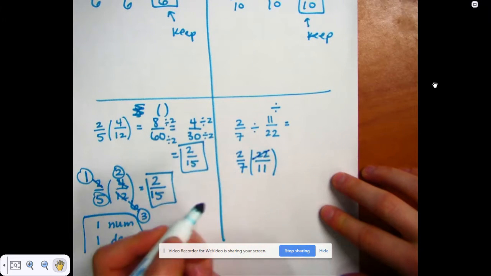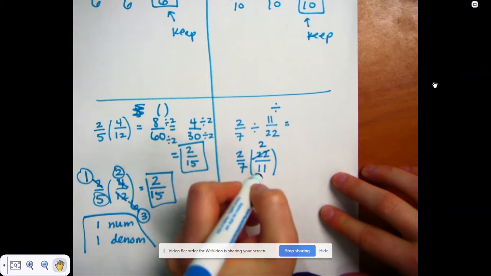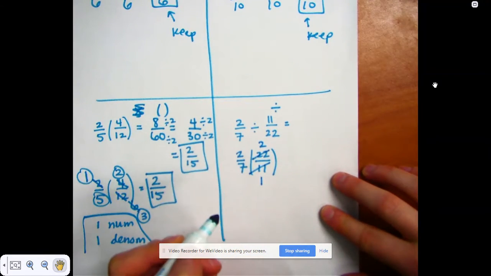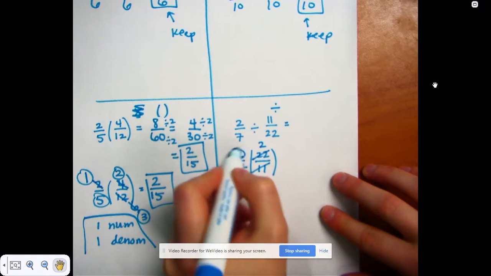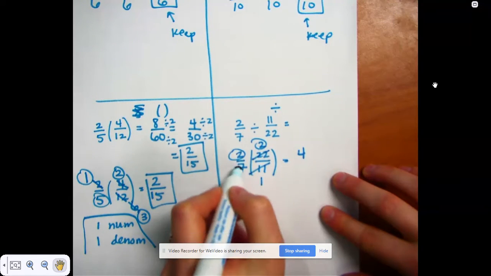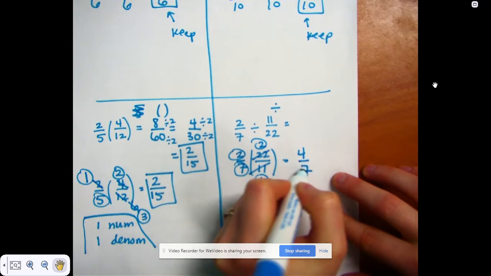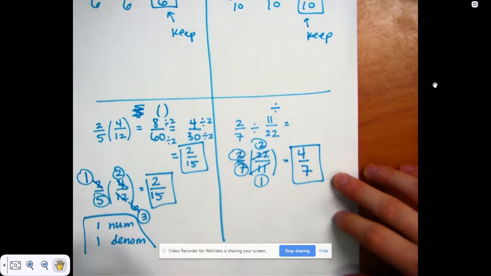22 divided by 11 is 2. 11 divided by 11 is 1. Okay? 2 times 2 gives me 4. 7 times 1 gives me 7. Totally good with that answer.